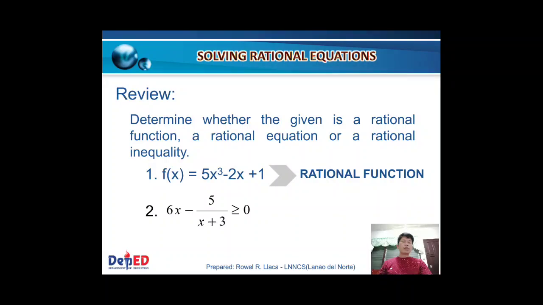Second, 6x minus 5 all over x plus 3 is greater than or equal to 0. Is this a rational function, rational equation, or a rational inequality? Very good. Rational inequality because of this symbol.